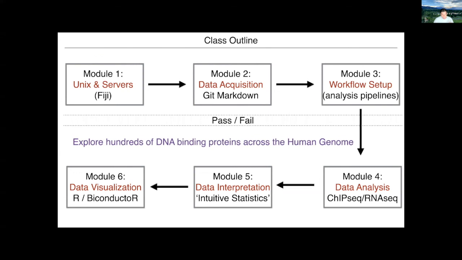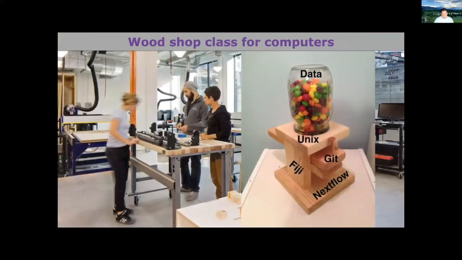So let's do that and explore hundreds of DNA binding proteins across the human genome. I believe it's 444 this year. Don't quote me on that, but it's going to be way more than 195. We're looking forward to seeing what we see this year. And hopefully, we're pretty sure by the end of the class, no matter what, you will understand what it's like to be a data scientist.